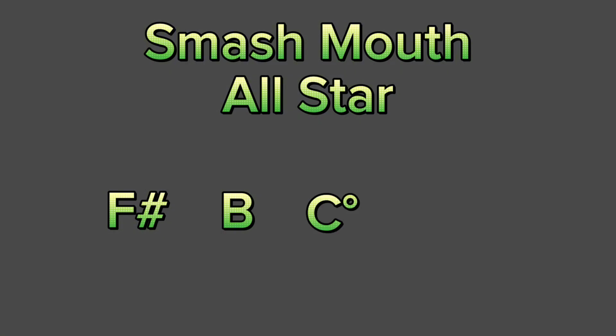All right, then we have, this one's kind of cool, the band Smash Mouth, the song All Star. We have an F sharp to a B to a C diminished back to a B. All right, so here we're doing F sharp to B, and then instead of using the diminished chord as a rung between, say, the first chord and the third chord, we're actually using it as like a jumping off point.